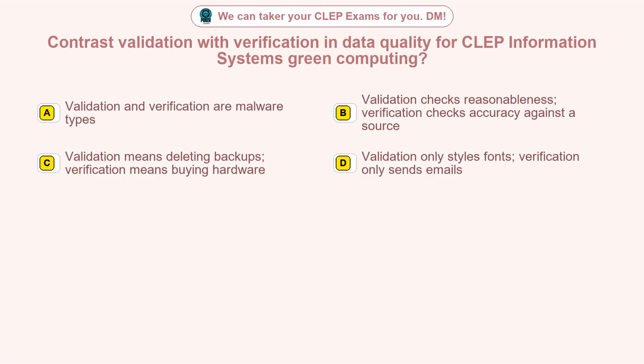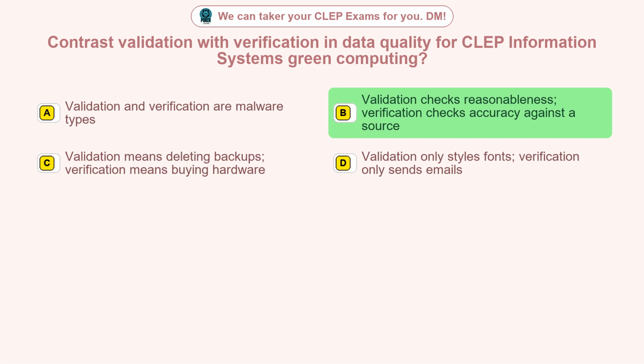Question 87. Contrast validation with verification in data quality for CLEP Information Systems green computing? Option A. Validation and verification are malware types. Option B. Validation checks reasonableness, verification checks accuracy against a source. Option C. Validation means deleting backups, verification means buying hardware. Option D. Validation only styles fonts, verification only sends emails.